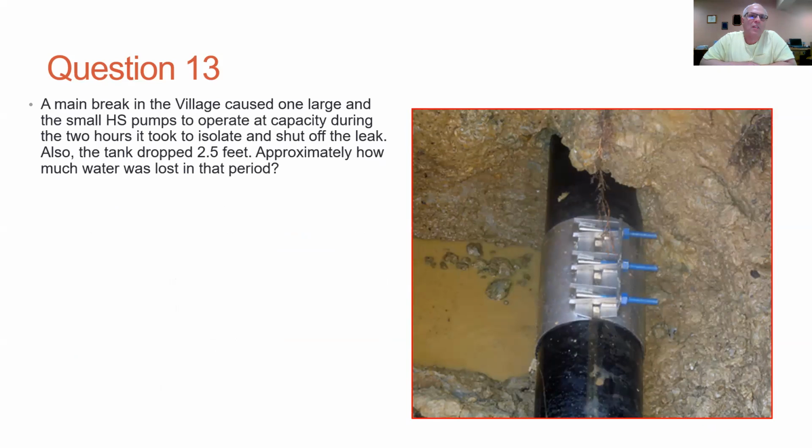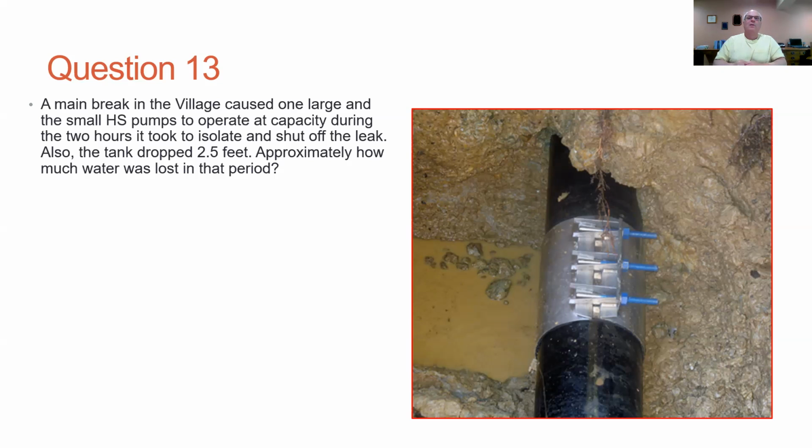You've got a main break in the village and it caused one large pump and one small high service pump to operate at capacity during the 2 hours it took to isolate and shut off the leak. But while this was leaking for 2 hours, the tank dropped 2.5 feet and both of these pumps came on and operated. How much water was lost in that period?